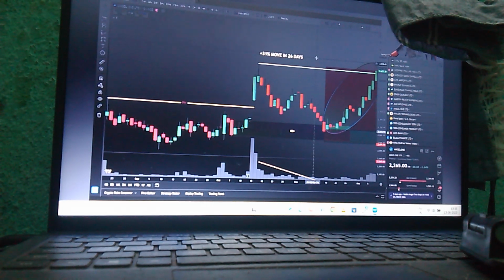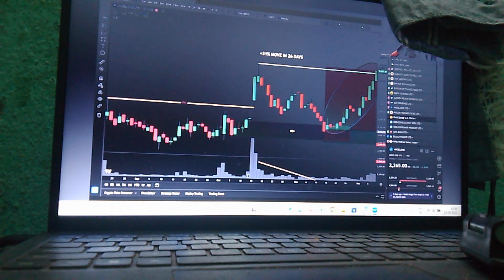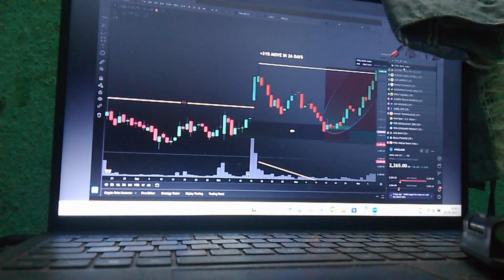So simple, straightforward, clean charts, no indicator, no pattern, nothing doing over here. You are specifically focusing on those areas where institutional activity is going to be on the higher side, and you have multiple other examples. I'll take up now a few examples on the short side so that you can understand how to use it on the short side as well.